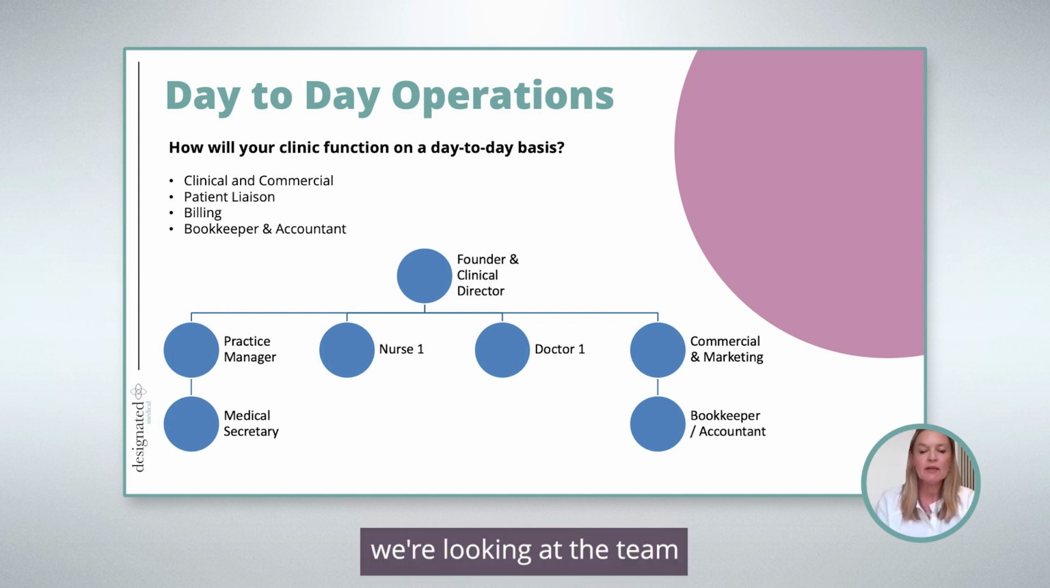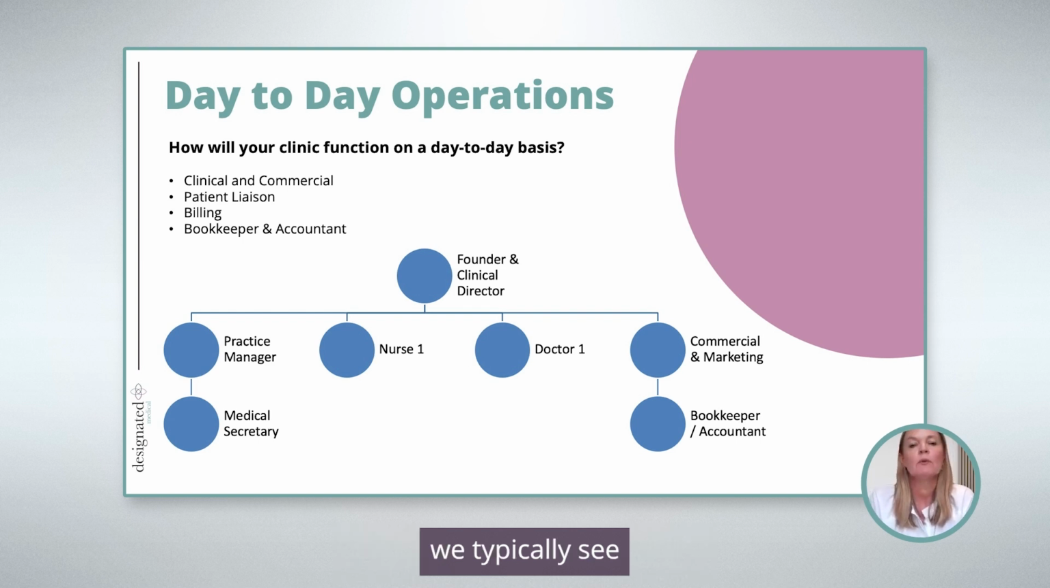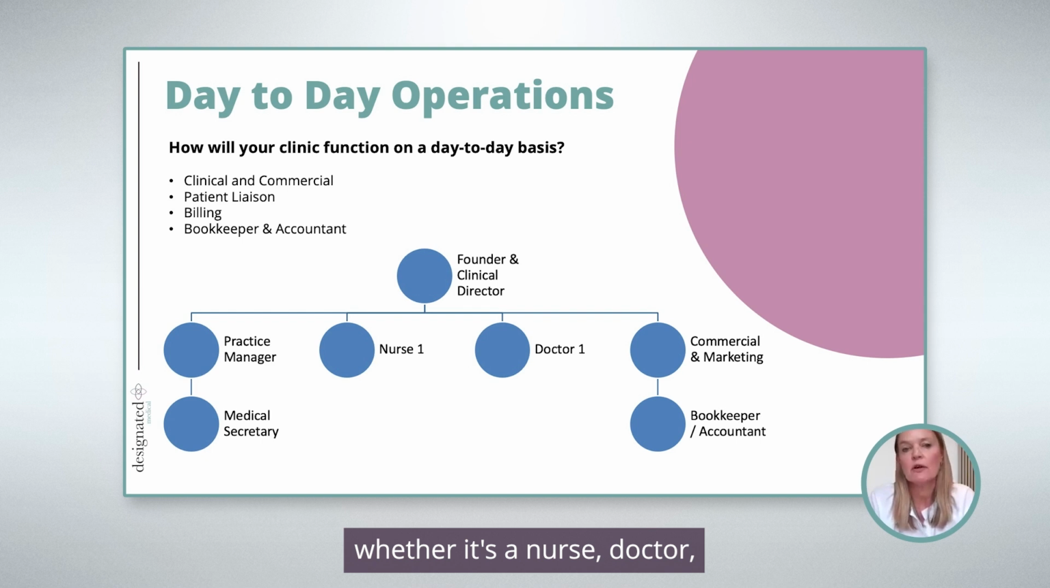So now we're looking at the team in a more traditional way. What we can see is the organisation chart shows, we typically see the founder and clinical director. That's usually the founding doctor. But in the middle there, you can see other members of the clinical team, whether it's the nurse, doctor, or it might be an HCA. So you've got your clinical team.